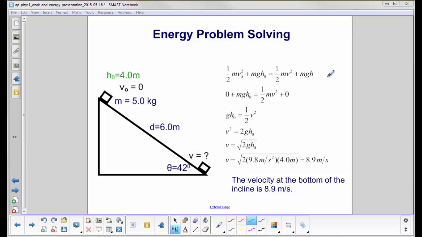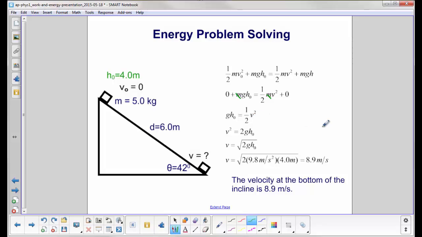So here we go. This is where we started up here. We realize that at the bottom of the hill there's no potential energy, and at the top of the hill there's no kinetic energy. So we divide out the m's, they cancel. We have gh0 equals 1/2 v squared.